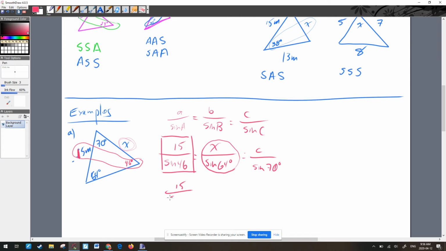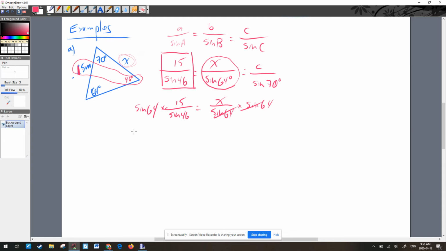So we can have 15 over the sine of 46 is equal to x over the sine of 64. I'm going to multiply both sides by the sine of 64. These guys are going to divide out to become 1, they're going to cancel each other out. And then we're going to have that x is equal to the result of that expression.